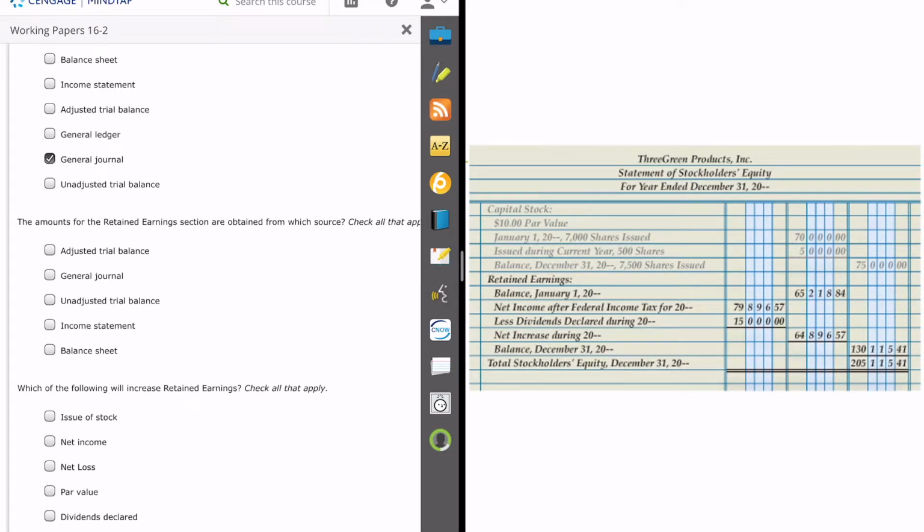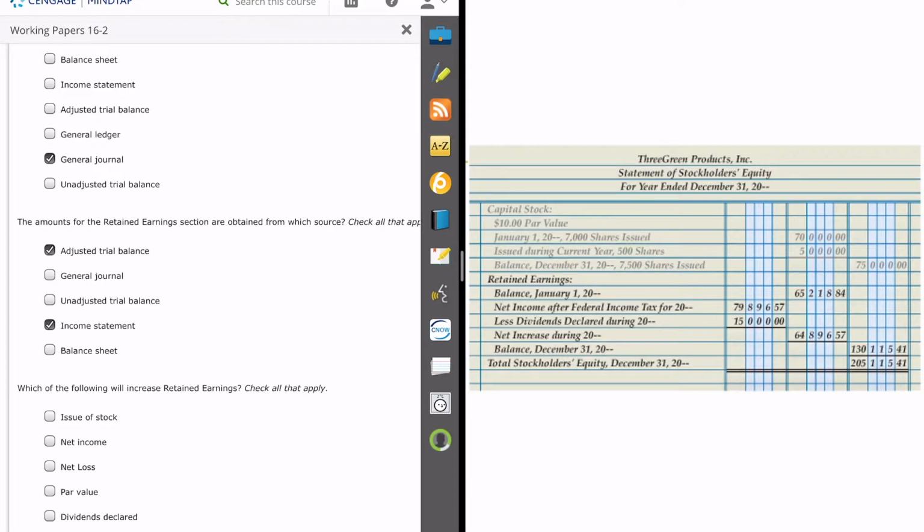So if you think about it, that information is going to come from two sources, our adjusted trial balance and our income statement. Because again, remember, our net income after federal income tax comes from our income statement, and then we need some other balances from our adjusted trial balance.